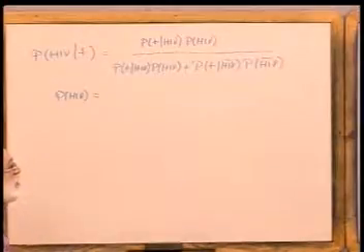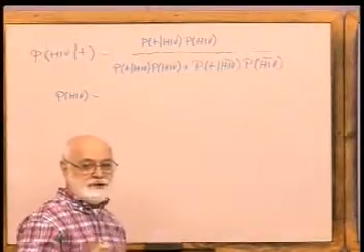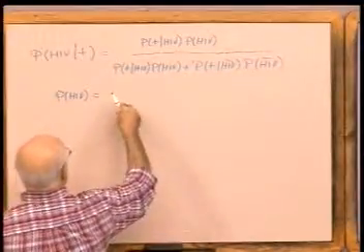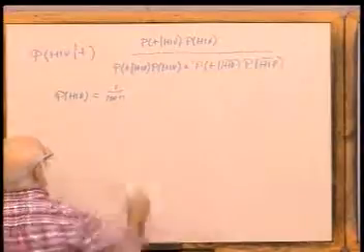And according to the statement of the problem, the prevalence, that's what that means, the prevalence is the fraction of the population that is infected with HIV. That fraction is 1 out of 1,000. So the probability of HIV infection for a person selected at random is 1 out of 1,000.